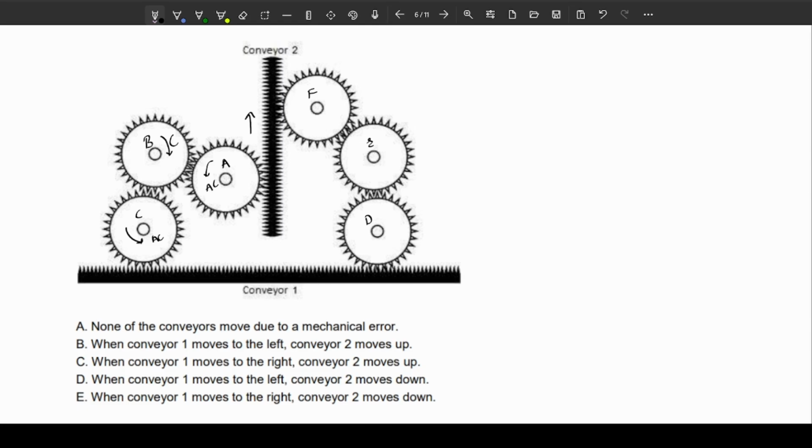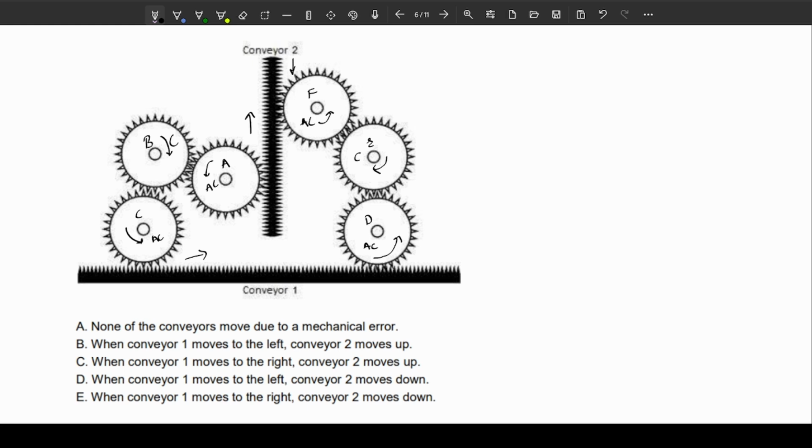Now, because of the movement of A, conveyor 2 tends to move up. Okay. Now, because of C, conveyor 1 tends to move right. Since it's right, it basically pushes D in this manner, in an anti-clockwise direction. Since D has anti-clockwise direction, E will have a clockwise direction. E and F are direct gears, hence F will have an anti-clockwise direction. Since that's an anti-clockwise direction, conveyor 2 is pushed down because of gear F.